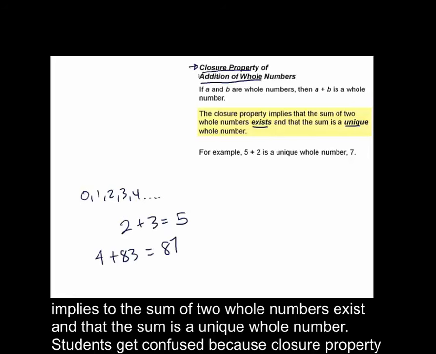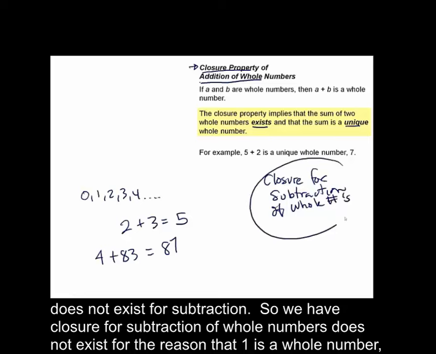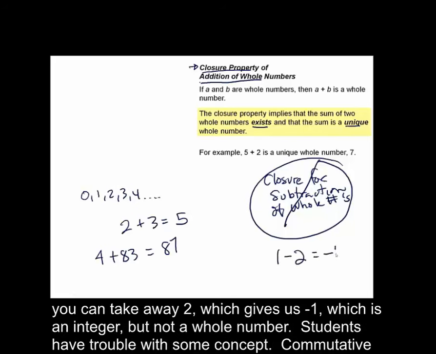Students get confused because closure property does not exist for subtraction. So closure for subtraction of whole numbers does not exist for the reason that 1 is a whole number. You can take away 2, which gives us -1, which is an integer, but not a whole number. Students have trouble with this concept.